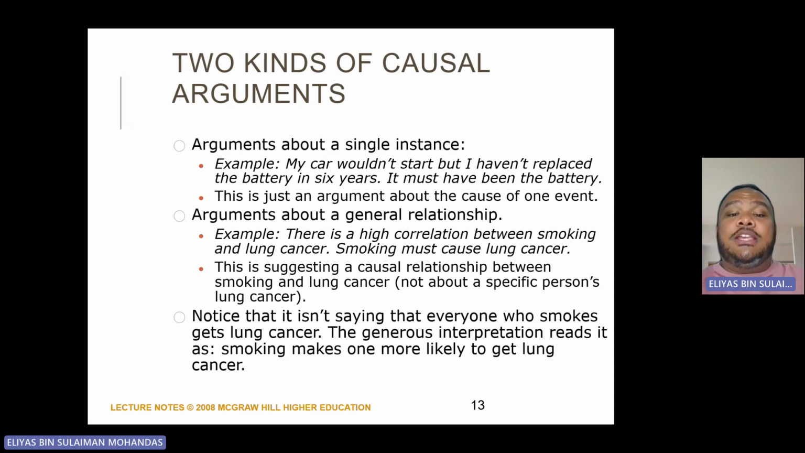The next is argument about a general relationship. For example, there is a high correlation between smoking and lung cancer. Now, smoking must cause lung cancer. So this is just suggesting a causal relationship between smoking and lung cancer, but not about a specific person's lung cancer. And also notice that it isn't saying that everyone who smokes gets lung cancer. The statement is pretty generic. You smoke, high chance you'll get lung cancer. Simple, yeah?